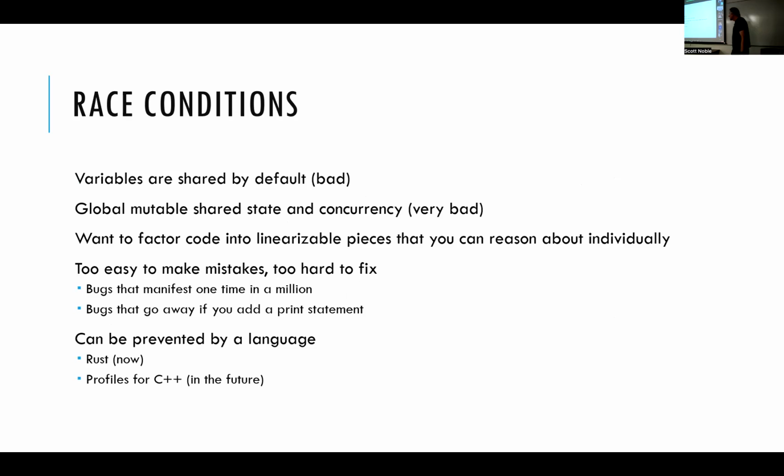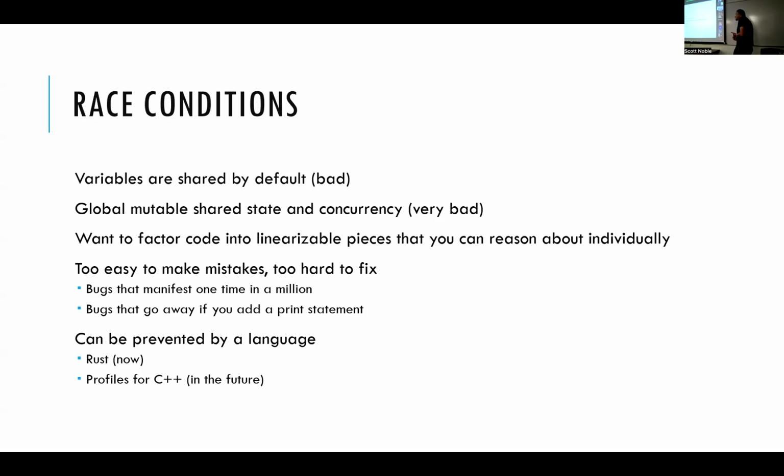The problem with most programming languages is that variables are shared by default, and global mutable state is shared by default, and this is bad because it's hard to tell what changed what in what order. So what you want to do is factor your code into linearizable pieces that you can reason about individually, without having to figure out how things happened in a funny order. This is very difficult to do. And as I said, bugs can manifest once in a million and so forth.